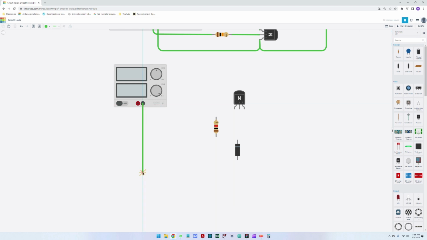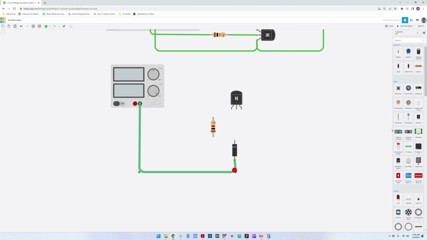Let us connect the components. So the ground goes to the anode of the diode because it's a Zener diode. Then we connect the diode to the base of the transistor. We then connect one terminal of the resistor, which is a 1 kilo resistor, to the Zener and to the collector here. And then let us put an output here.